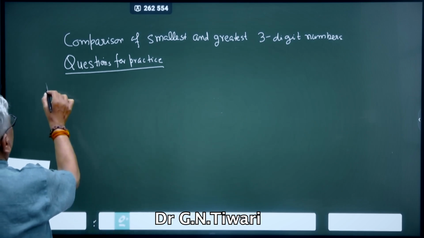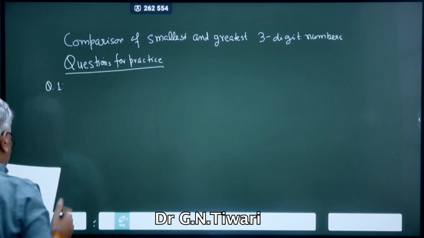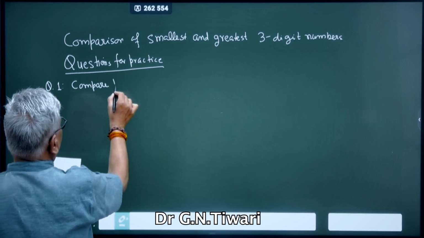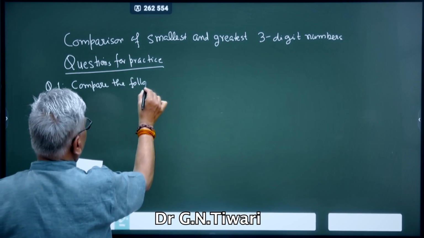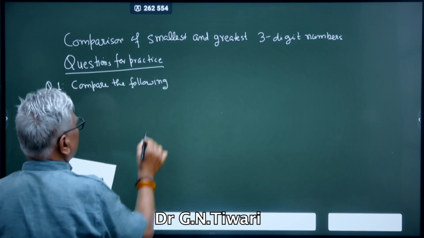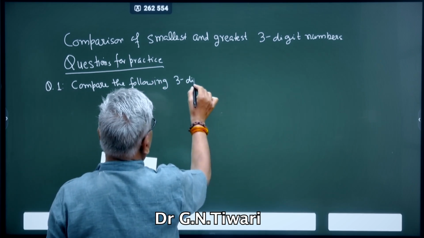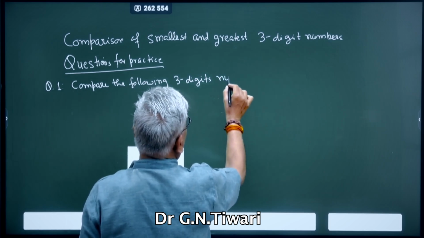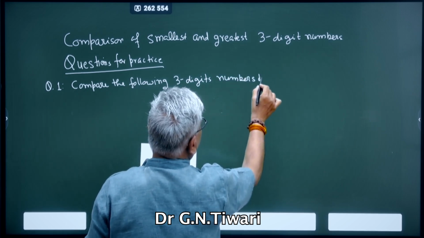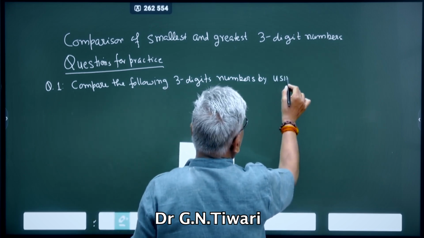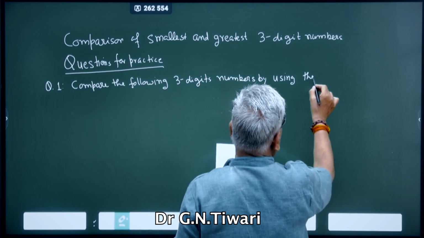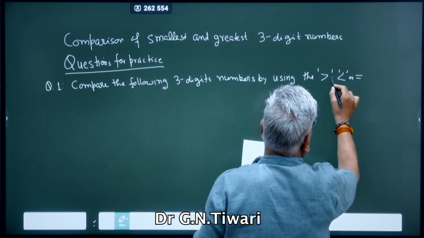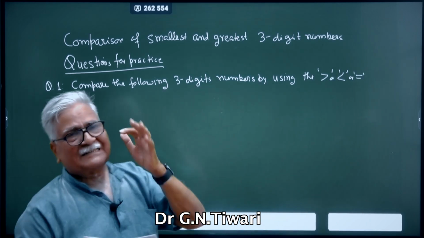If I am writing question 1, Q.1 means question 1. Compare the following 3-digit numbers by using the sign. अब यहां देखिए स्पेसिफिक किया गया है, greater than, less than, equal to. यानी इन तीनों साइन के जरिए ही आपको कंपेयर करना है.